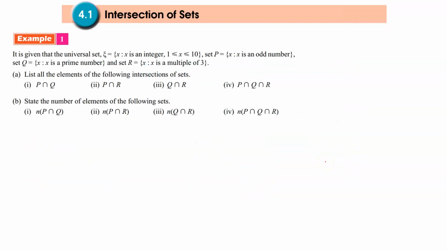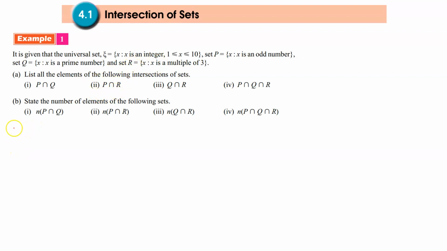Okay, look at another example. Example 1. It is given that the universal set is X, an integer where X is between 1 and 10 inclusive. There is an equal sign underneath, right? For the inequalities, it means 1 and 10 are included. Set P, X is an odd number. Set Q, X is a prime number. And set R, X is a multiple of 3. So, for this case, you need to list everything first.